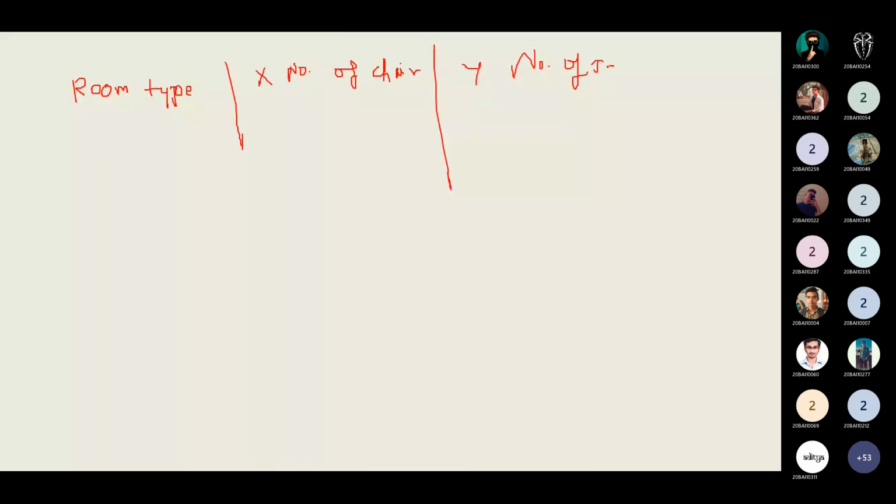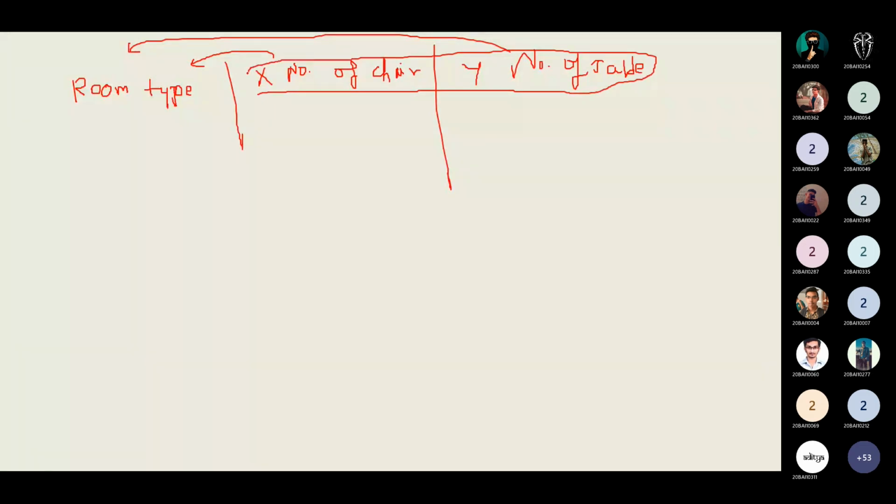Definitely, based on the room type, we have to choose the number of tables and the number of chairs. This will depend on the room type, and this will also depend on this type. But is there a relationship between the number of chairs and the number of tables? That is the point. Can anyone tell me right now? No, sir. Why? Because if I have 5 tables, then I need approximately 10 chairs. So there is a relationship.